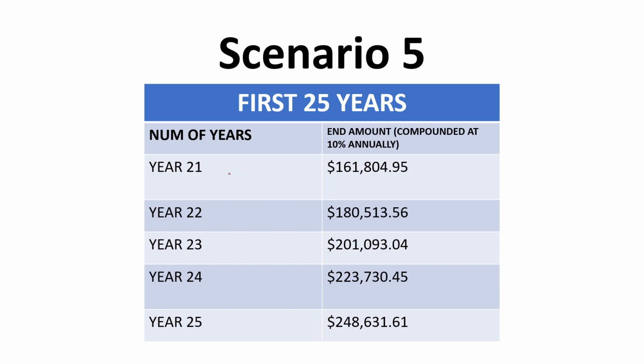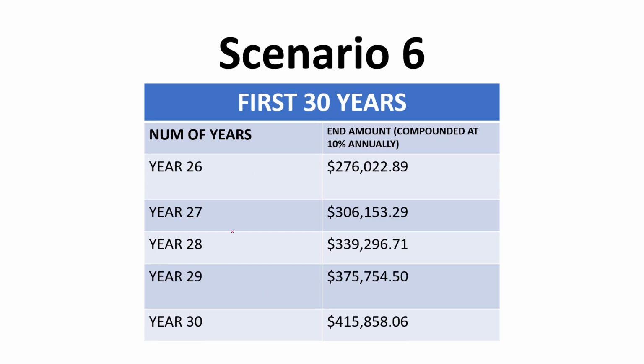This is scenario 5. So at the end of year 21, we are now at $161,804.95. End of year 22, $180,513.56. End of year 23, $201,000. And then end of year 24, $223,000, almost $224,000. And then end of year 25, $248,000, just very, very close to $250,000.